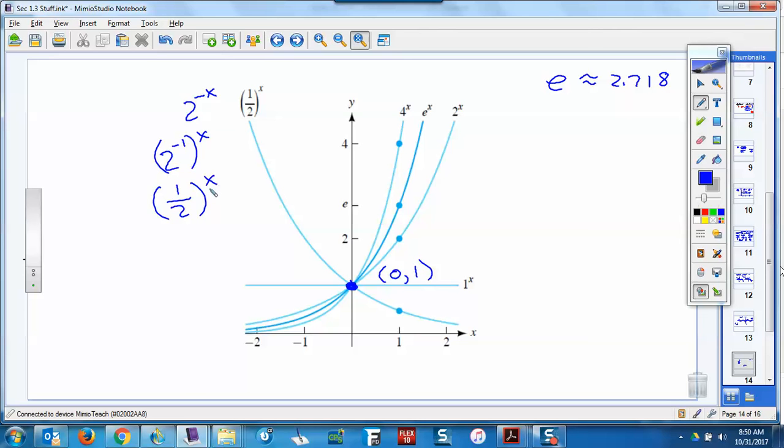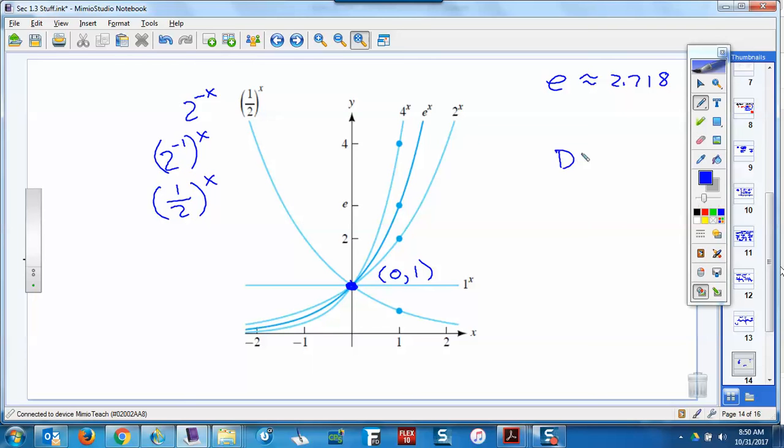So if you have a base less than 1, a fraction between 0 and 1, raised to the x, you get exponential decay. But it still crosses at the point (0, 1). Okay? So that's exponential functions.